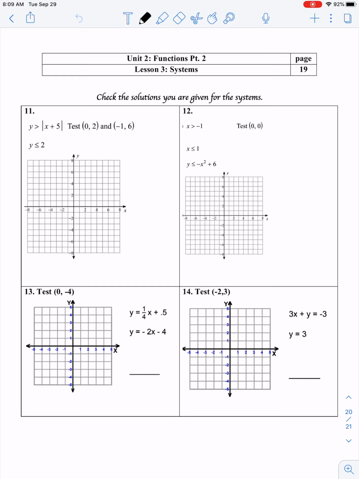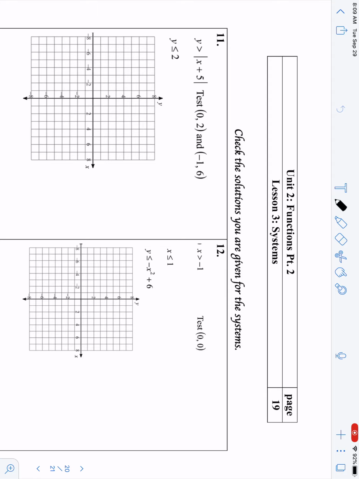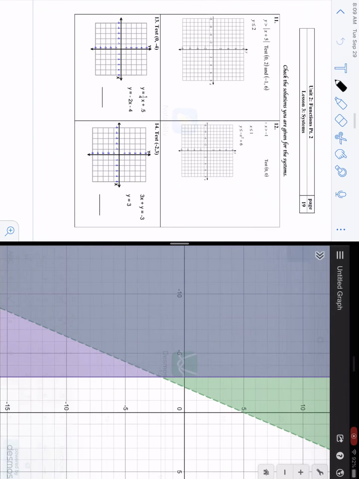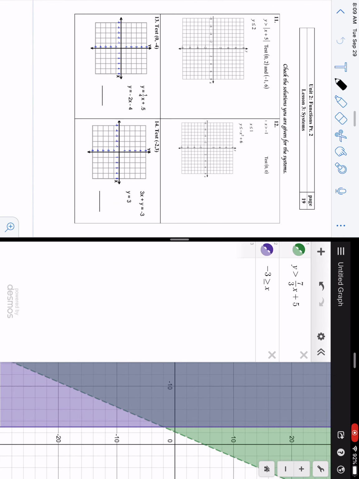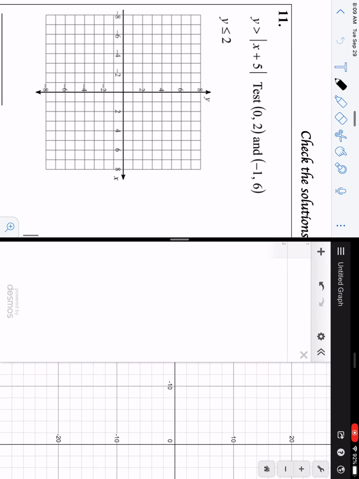In this video today, we're going to work on checking if points or given solutions fit or work for the given equations and/or inequalities. Now, if we had to do this by hand, I would say this would be pretty difficult. However, since we have Desmos, it's really not that bad. All right. So what I recommend you do is just start off typing what you're given.